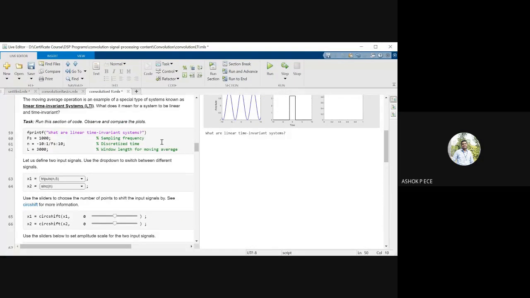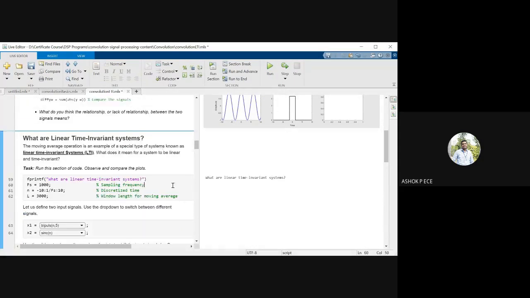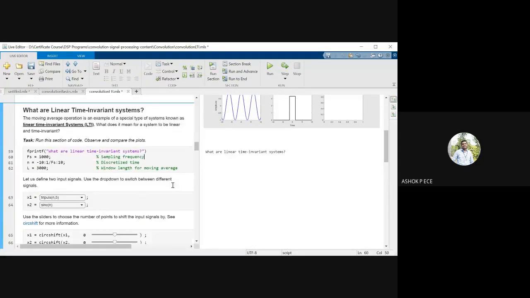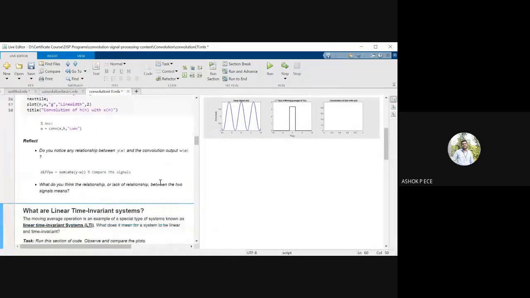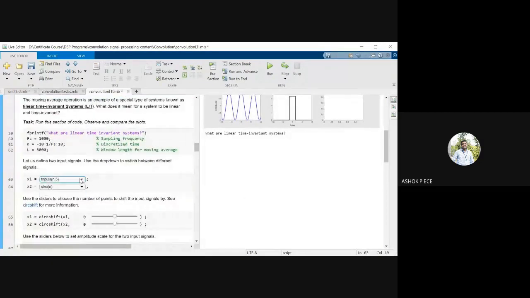So next one, what is a linear time invariant system? We are going to see what the condition is for a linear time invariant system. I'll see the system is given. I have taken different signals: we will take sync, triangular, rectangular, and triangular pulse. So we'll take sync and sync for both. What is meant by linear time invariant? We are going to understand that concept here.